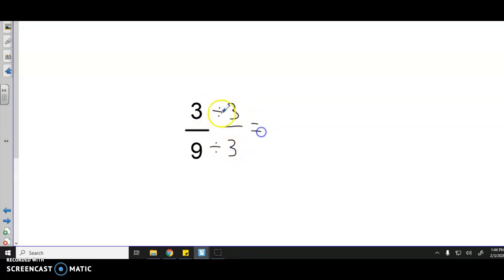We're going to end up with an equivalent fraction. So 3 divided by 3 equals what? 1, good. And 9 divided by 3 equals what?